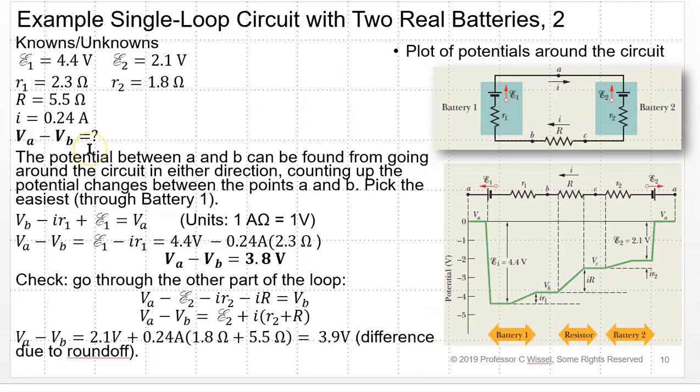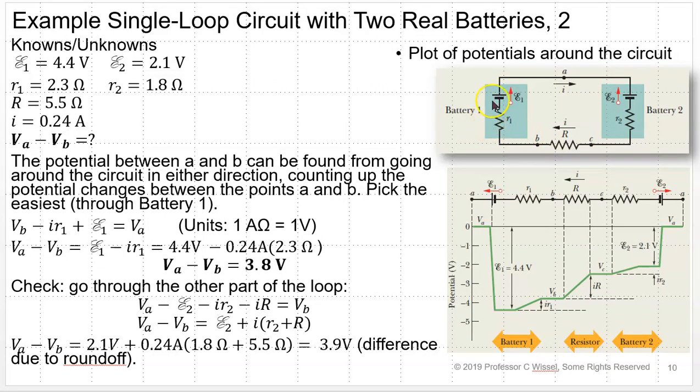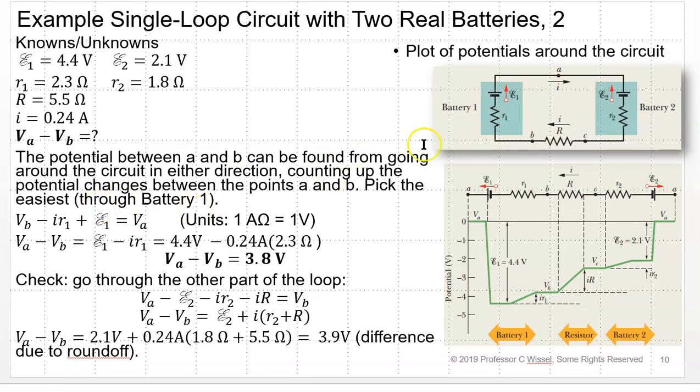Now I want to find VA minus VB. Now, I have 2 choices here. I can either go around this part of the circuit or go around this part of the circuit. It turns out this is easier because here I have 2 resistances and 1 potential. Here I have 1 resistance and 1 potential. So the easiest one is through battery 1, and I know everything about battery 1.